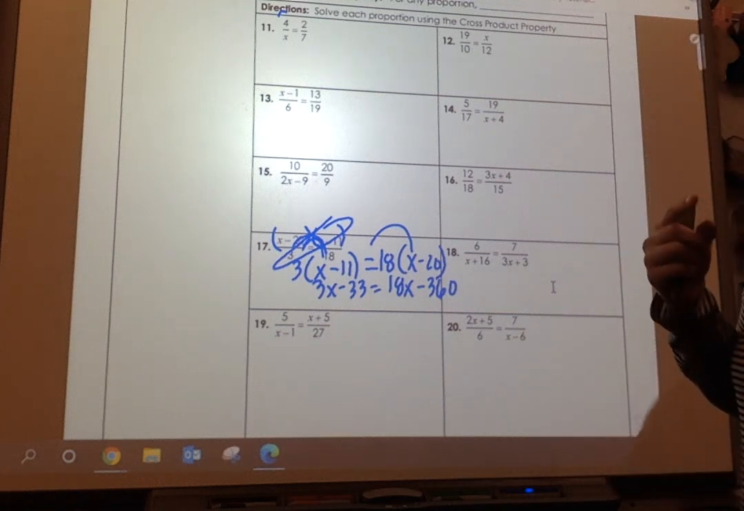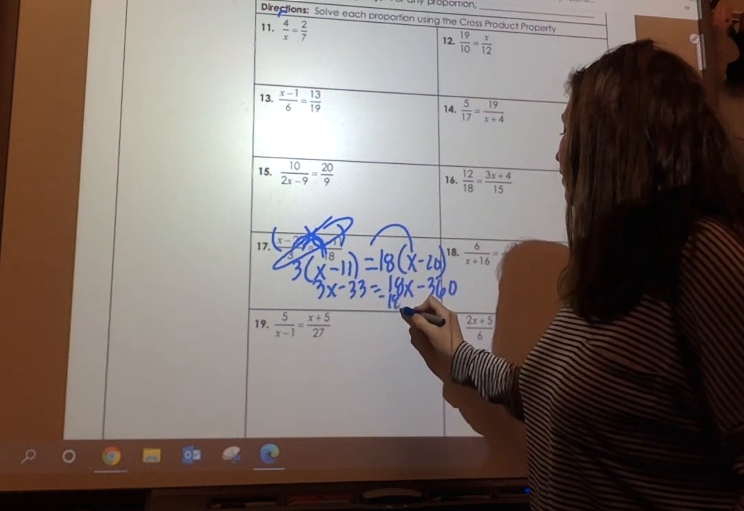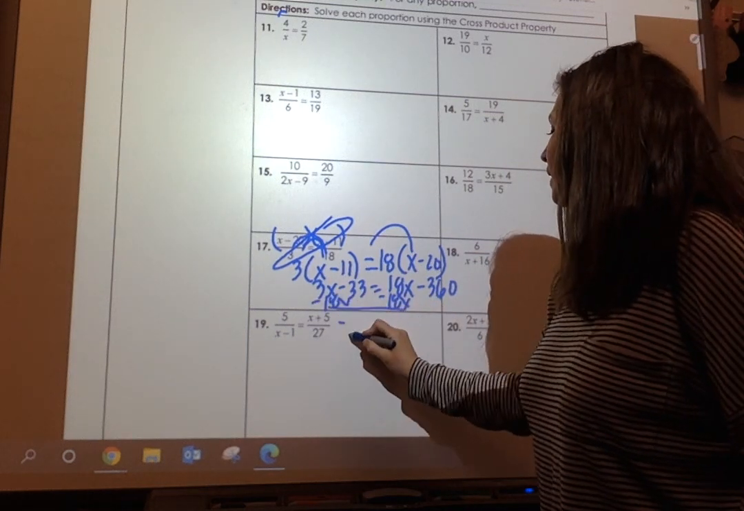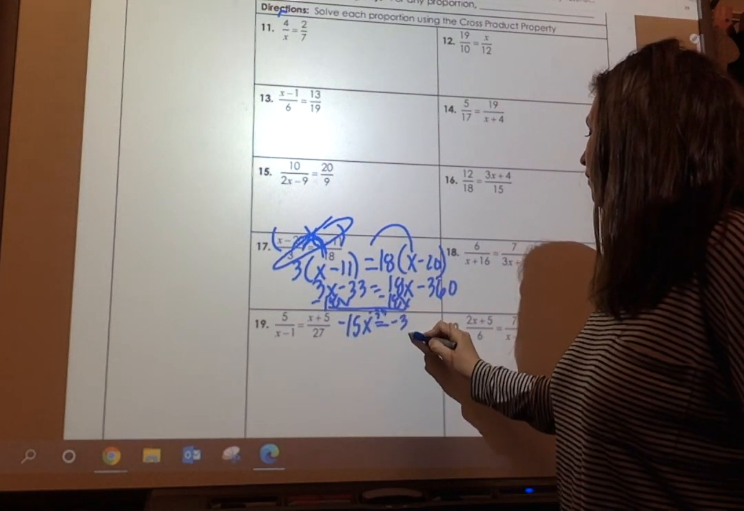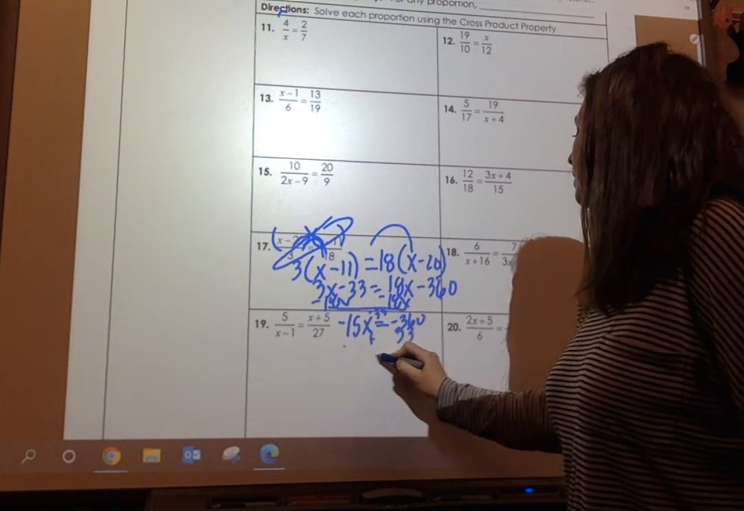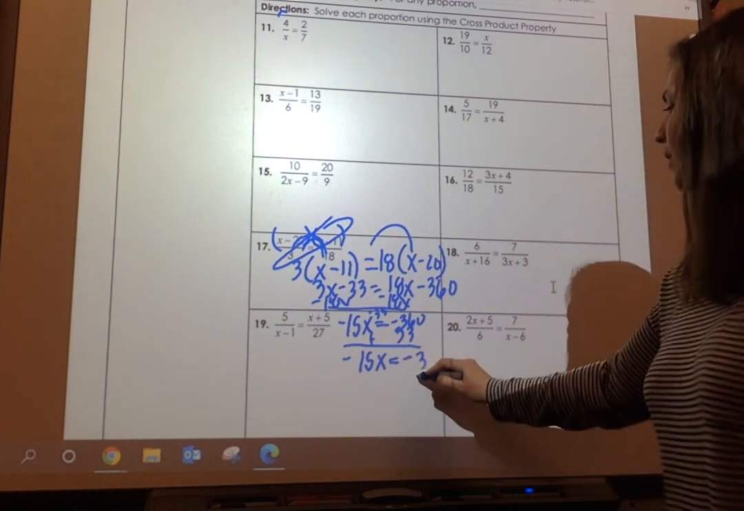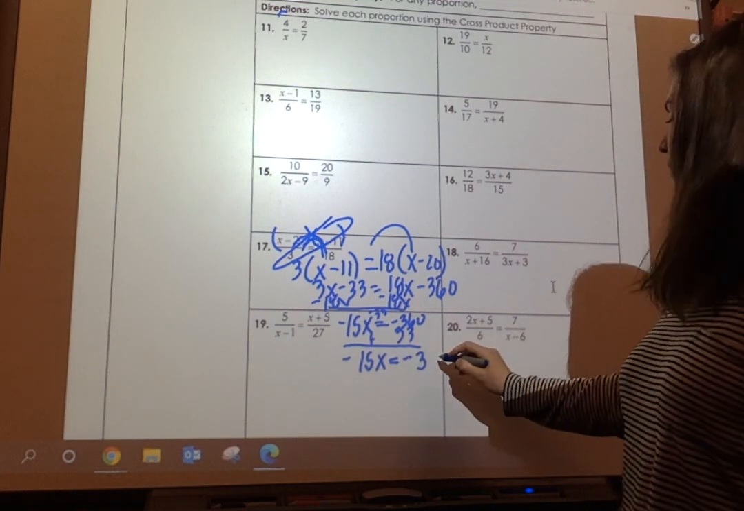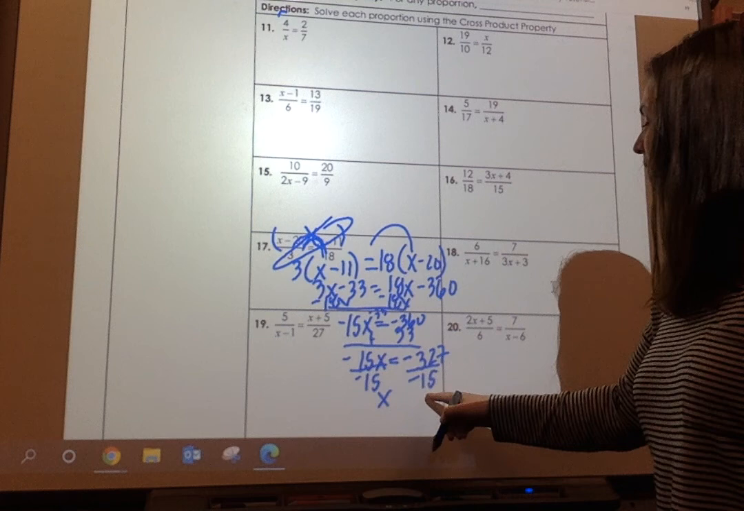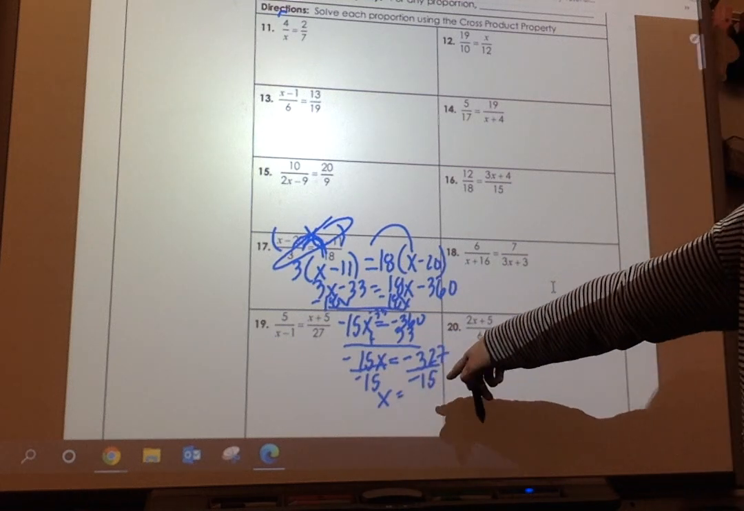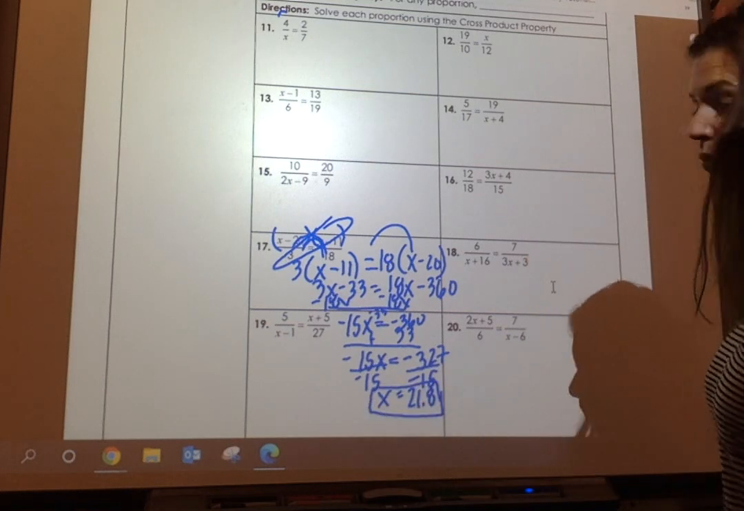I bring my variable terms together. Again, it doesn't matter the order in which I do that. So I'm going to bring my variables to the left, and I get negative 15x minus 33 equals negative 360. Then I add 33 to both sides, and I get negative 15x equals negative 327. And when I divide both sides by a negative 15, a negative divided by a negative is a positive, and when I use my calculator, I find that it is 21.8. So x is going to be equal to 21.8.